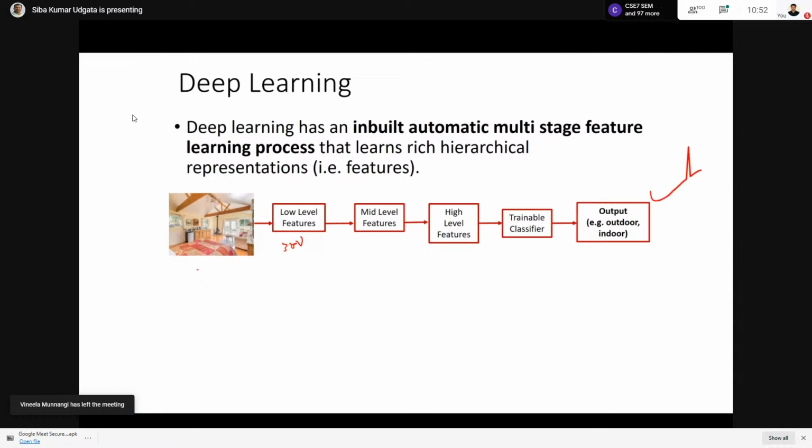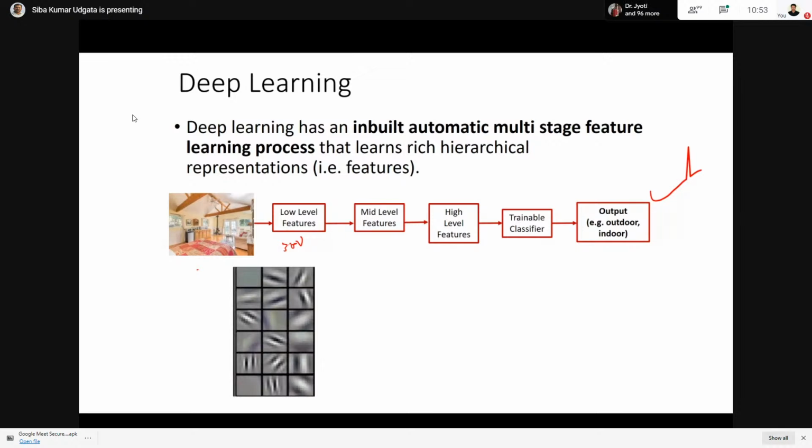So, for example, for this image, if you want to say whether it's an outdoor image or an indoor image, from this image you try to extract: there is a bed, there is a window, there is a ceiling, there is a fan, there is a TV, etc. And then slowly these features will be converted to other features. Once your last layer contains only a few features, it decides whether it's an outdoor environment or indoor environment.